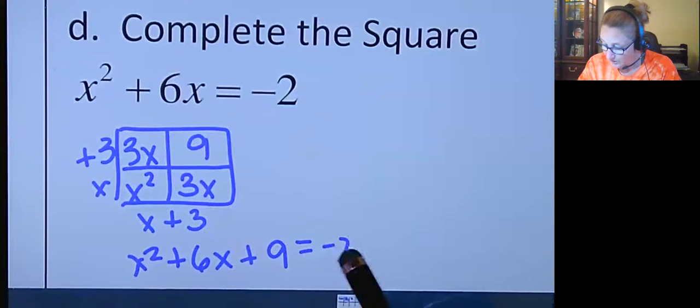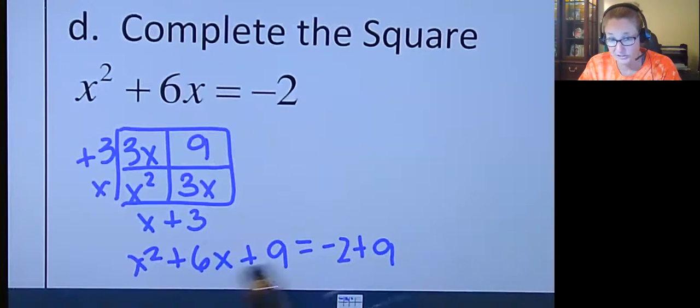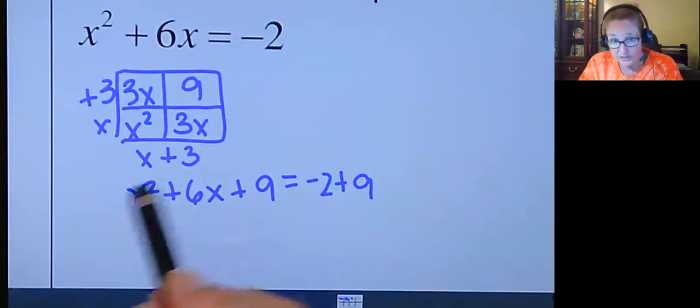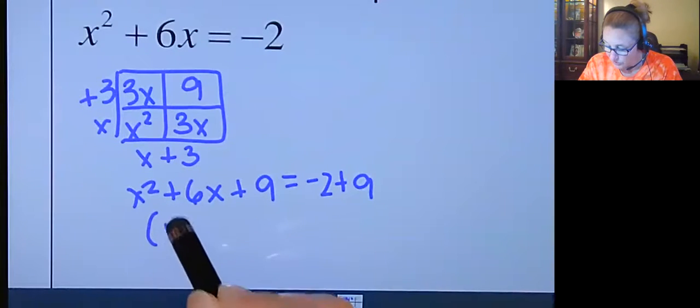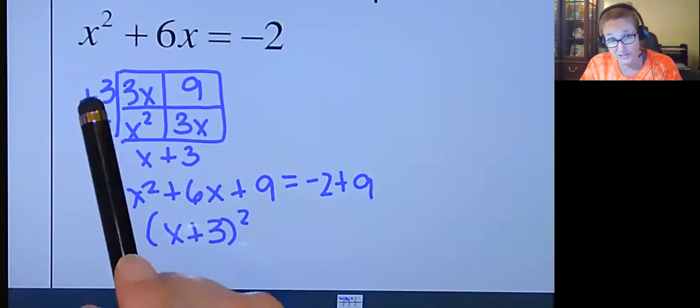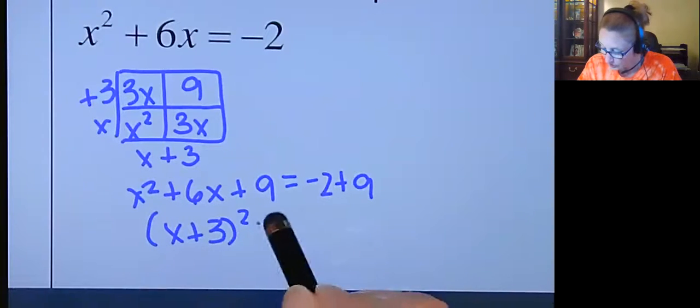And I need to add 9 to the other side. If I do it to one side, I have to add it to the other side. So now the whole reason I did this was to make this into a complete square. So this is going to be x plus 3 squared. You can see that here. Here's my x plus 3 squared is equal to 7.